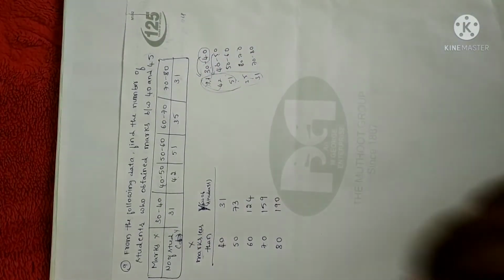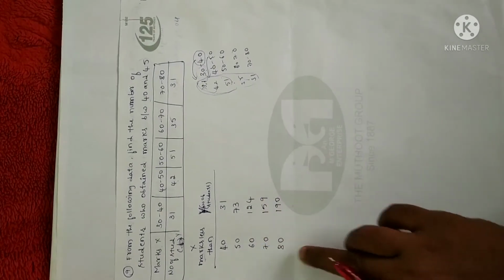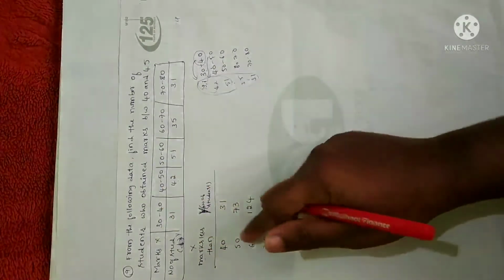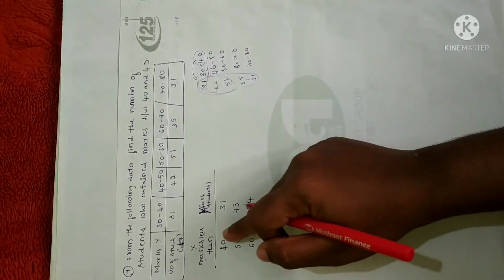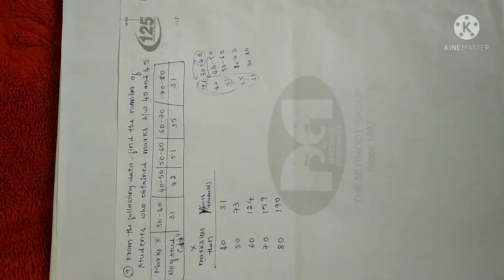So make sure that you are constructing the marks less than table. You have to consider these values in terms of less than. I have just explained this. So these are the X values and these are the Y values.